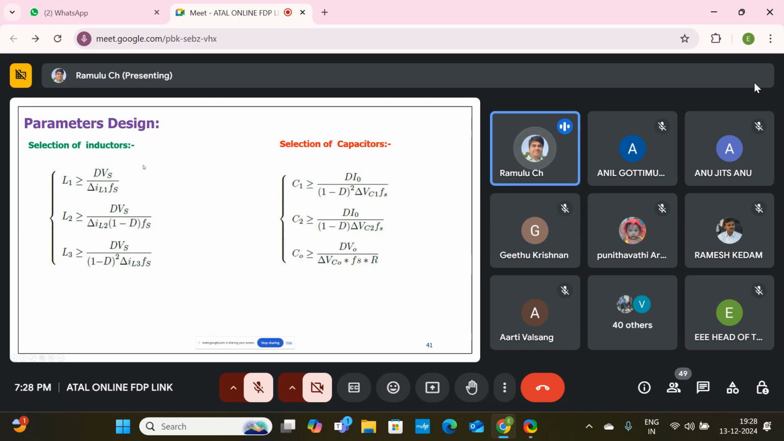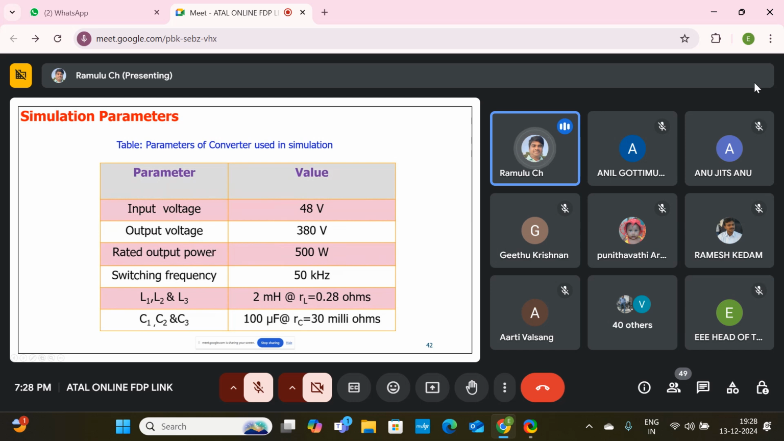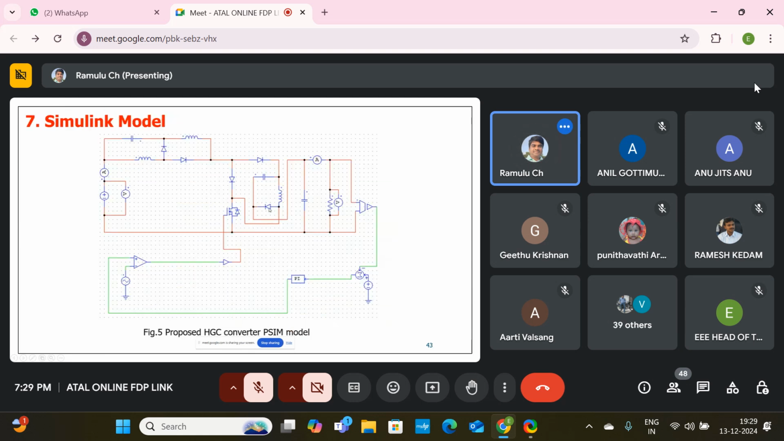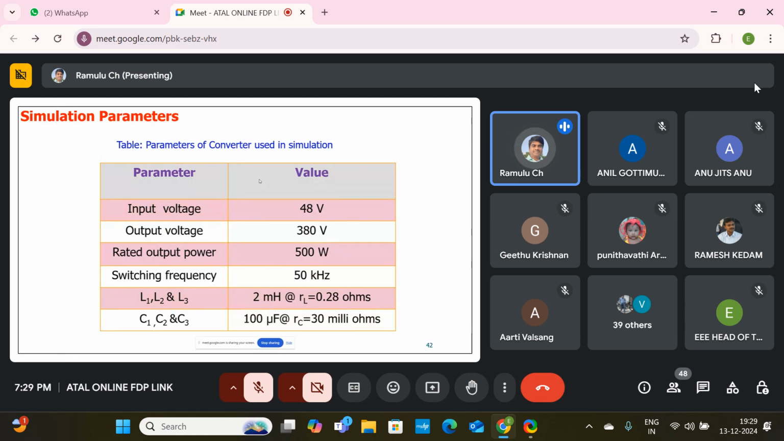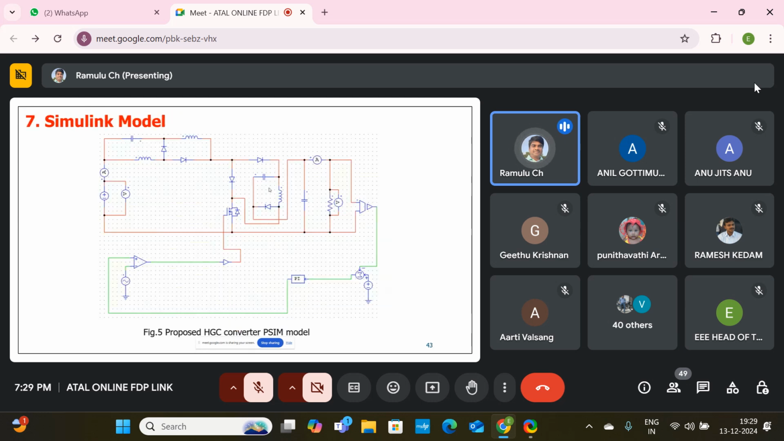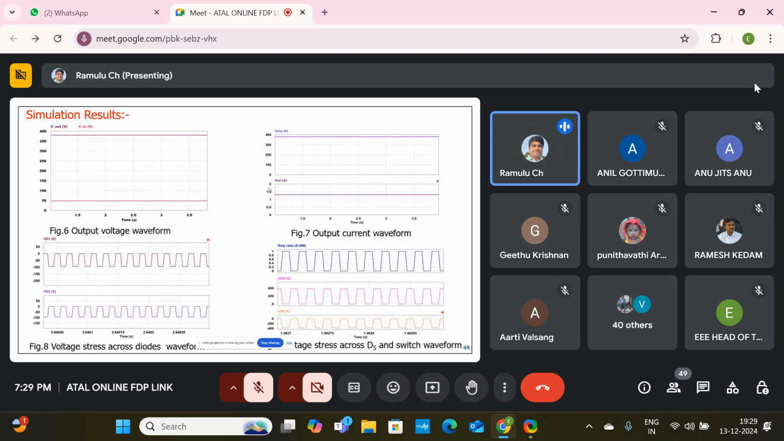The major role is the inductor and capacitor design, so we need to use this kind of equations. For the simulation work we did, 48 volts input and we are getting 380, and we designed for 500 watts. These are all the inductor values and capacitor values for the simulation. Both things are possible, in MATLAB Simulink or in PSIM. For small converter circuits, the easiest platform is PSIM, so we used PSIM and simulated, and these are the simulation results.